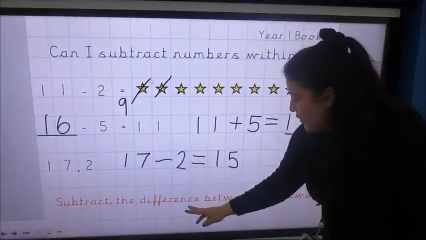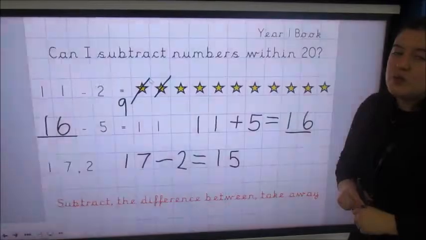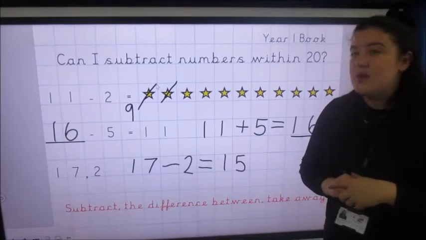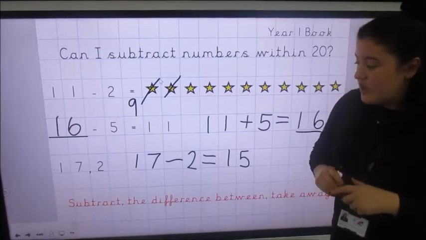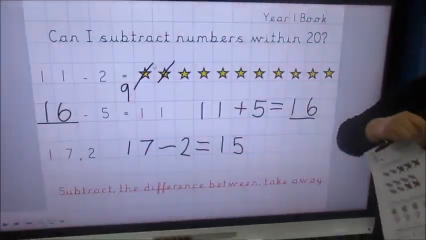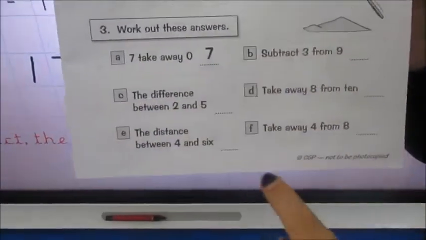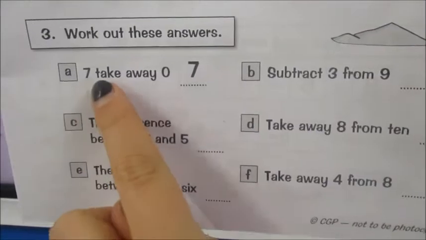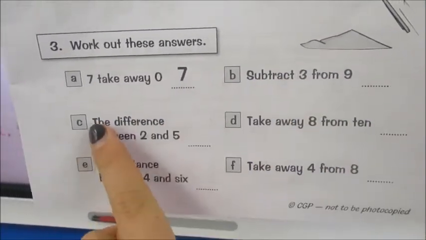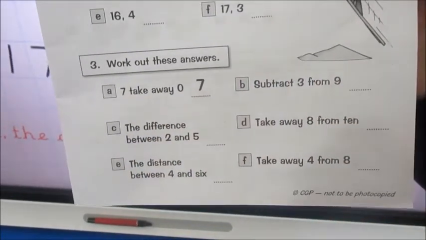Okay, and at the bottom here for the Year 1 booklet, I've put the word subtract, I've put the difference between, and I've got the word take away. Because at the end of your page for your Year 1 booklet, you've got to do a little bit of reading. And you've got to read the question, I'll show you now. Okay, at the bottom, you've got to work out the answers to these questions. And some of the questions have take away, some of them have subtract, and some of them say the difference between. And they all mean the same thing.